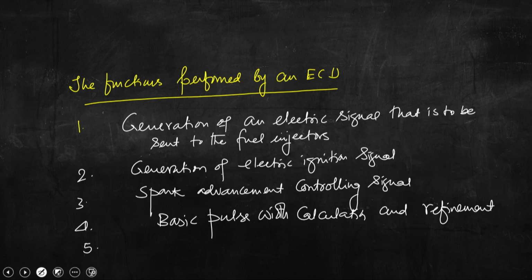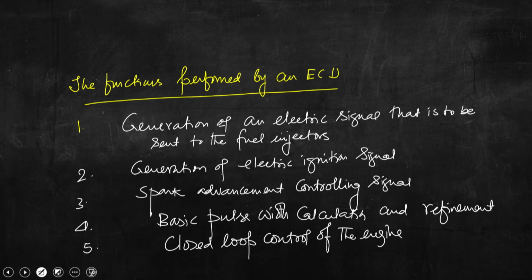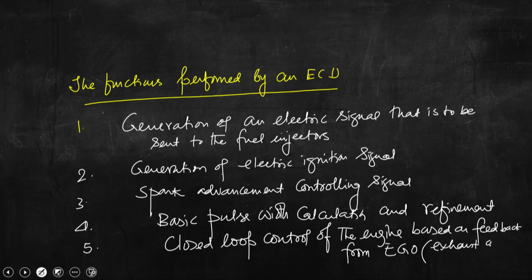Number 5 is closed loop control of the engine based on feedback from EGO, which is the exhaust gas sensor. Right? Why is it needed?